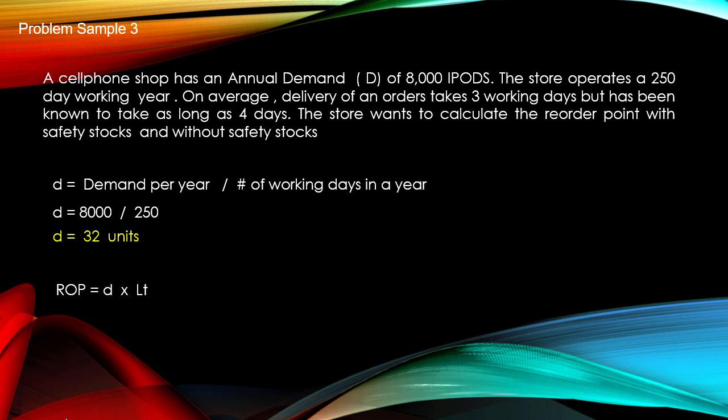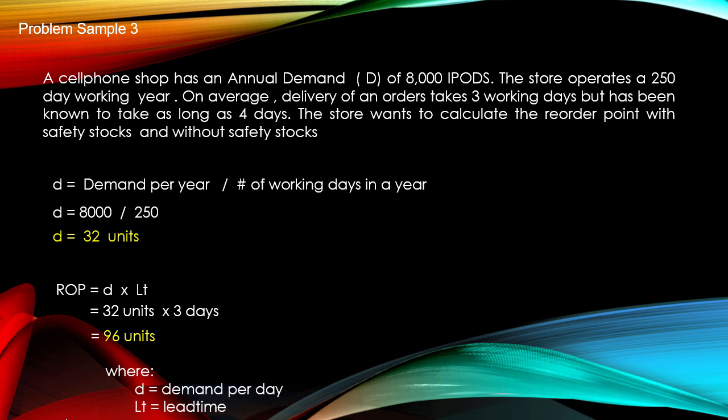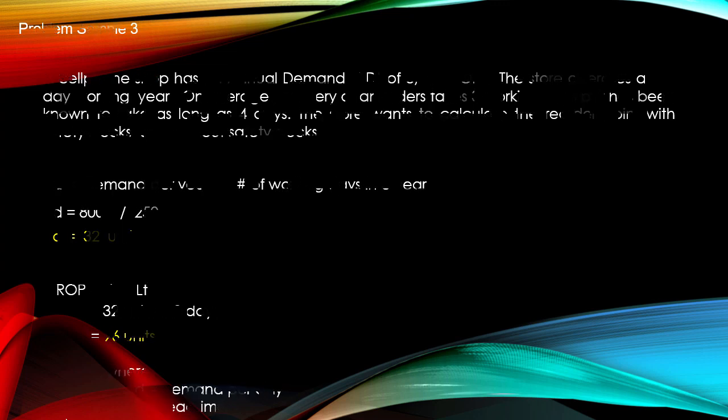So for the reordering point, I have d times lead time, which is 32 units times 3 days as the lead time. This is without the safety stocks. And the reordering point is 96 units, wherein d is the demand per day and LT is the lead time.